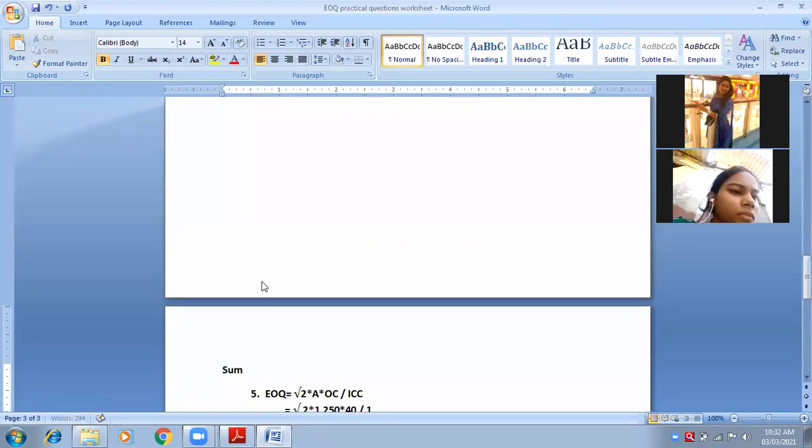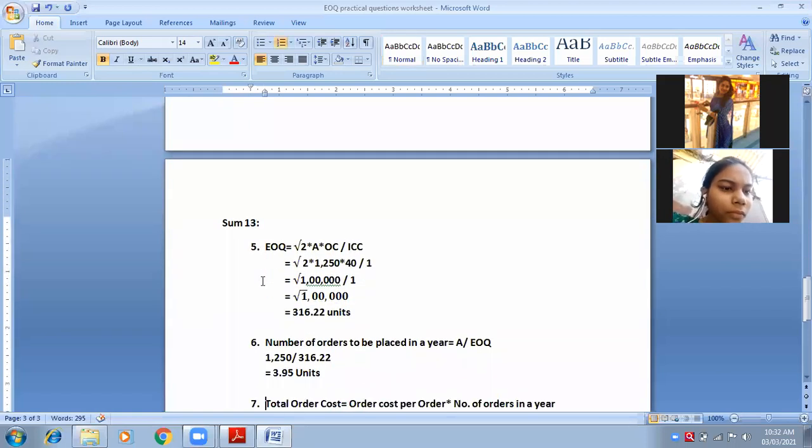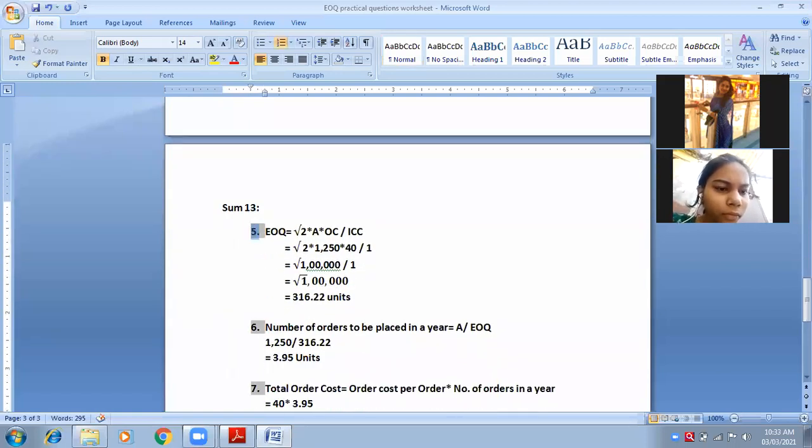This is sum number 13, okay? Now, EOQ is equal to the whole square root of 2 into A into OC upon ICC. This is the formula. Is it clear with everyone? Up to the formula, is it clear? Yes, ma'am. Okay.